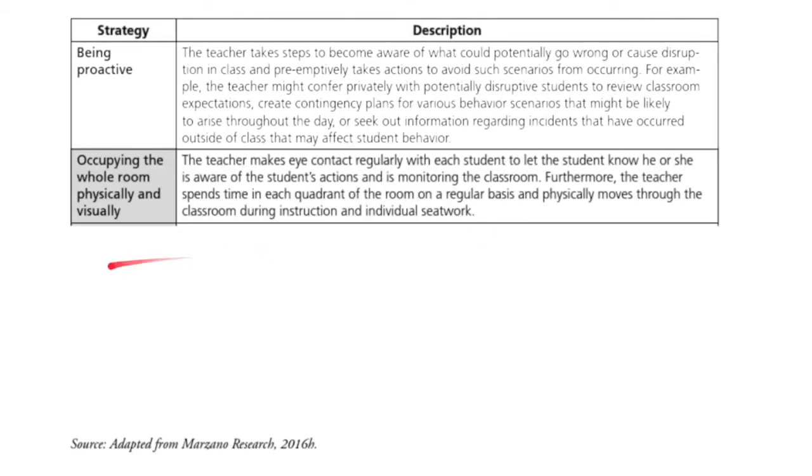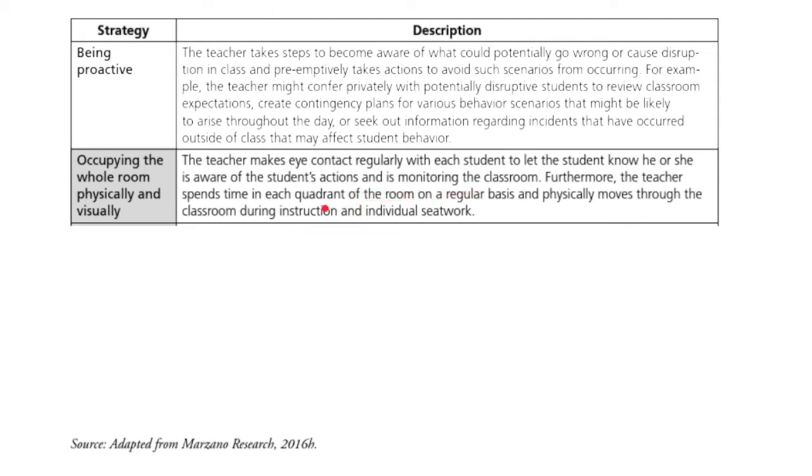A second strategy would be to make sure that we are occupying the whole room physically and visually. You see, most of us have a tendency to hyper-focus on one part of the classroom, either in where we hang out while we're teaching and monitoring, as well as the attention that we pay to the students. So we need to make sure that we are making eye contact regularly with each student to let them know that he or she is somebody who matters in our classroom, and that we are paying attention to their actions and monitoring what's going on.